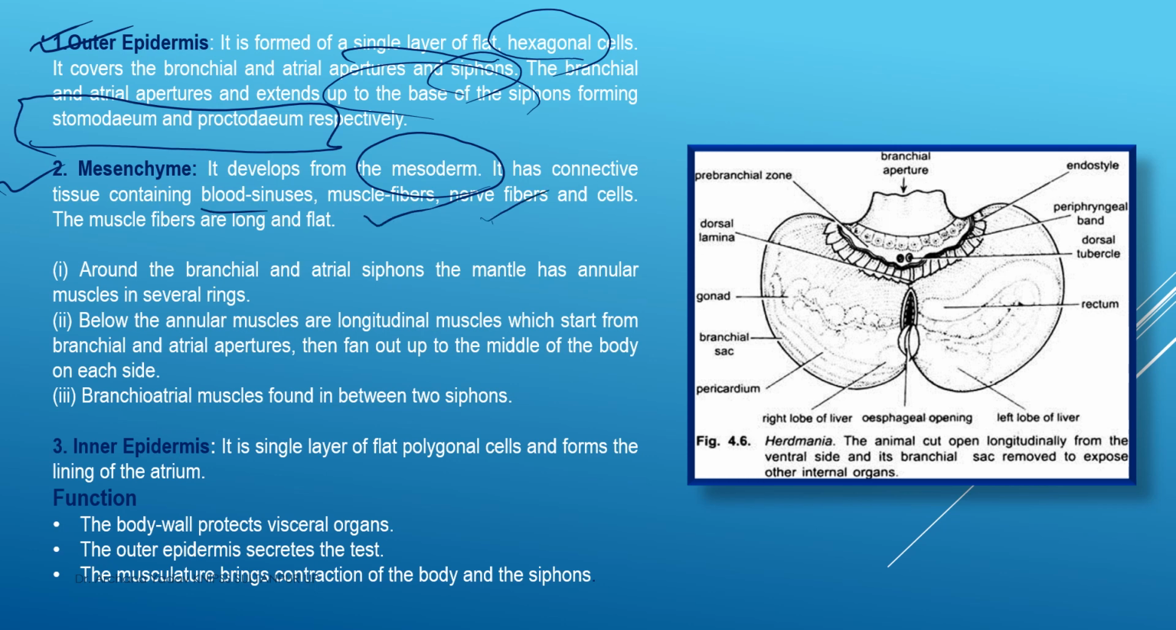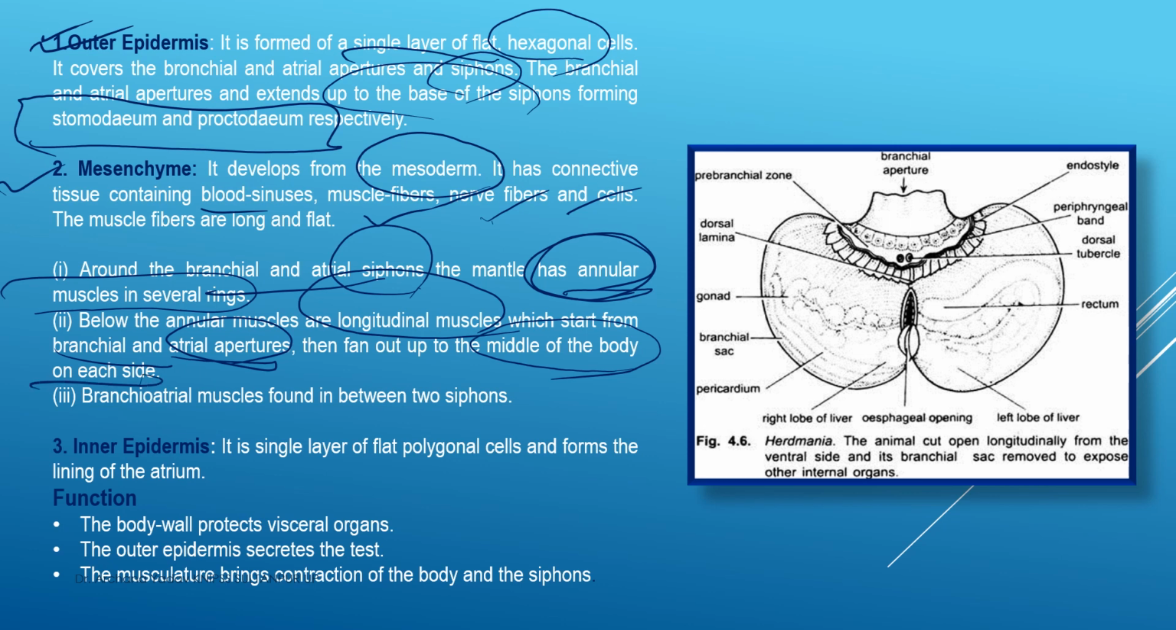nerve fibers and cells. The muscle fibers are long and flat. Around the branchial and atrial siphon, the mantle has annular muscles, and below the annular muscles are longitudinal muscles which start from the branchial and atrial aperture and run up to the middle of the body on each side.